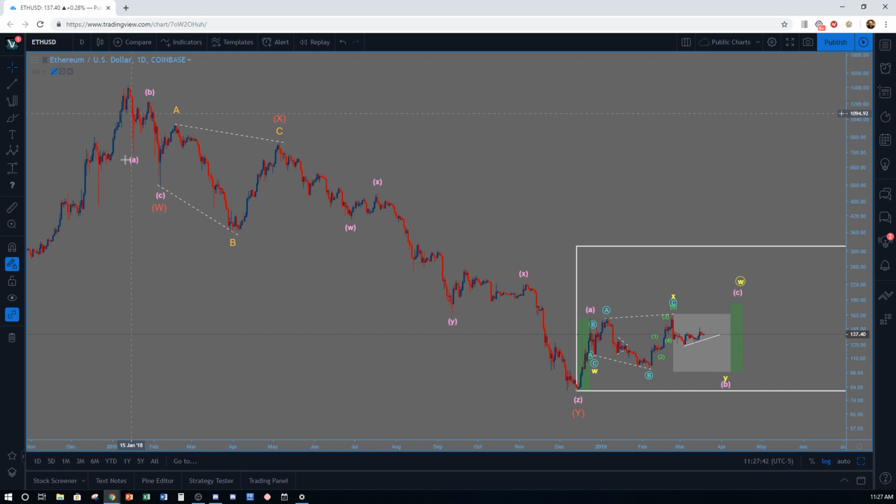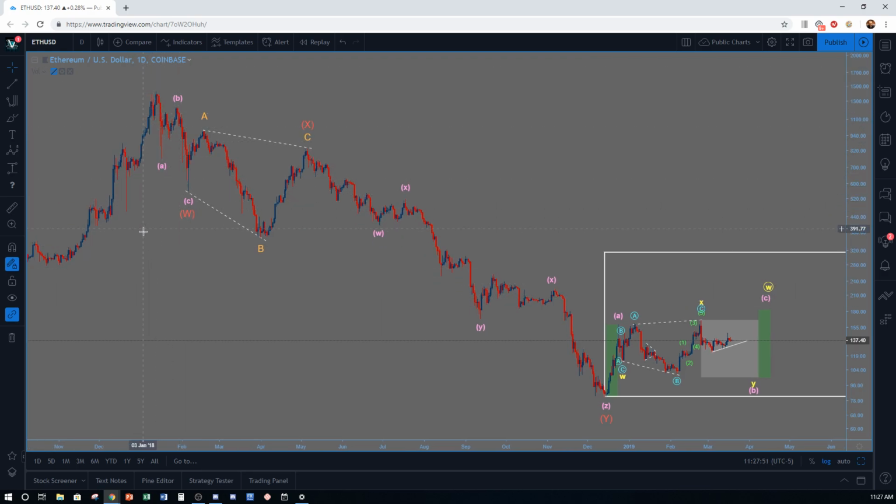In my opinion, I think this is relatively clear, to be honest. There's an ABC right here up front. This was the start of our correction right here at the top. And we made our first lower low in a long time. Market structure was broken right here.